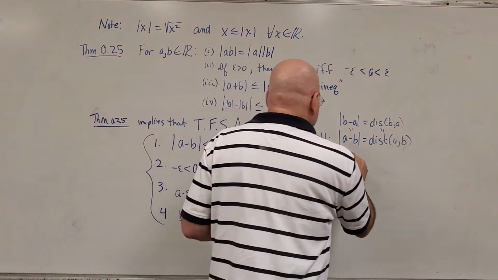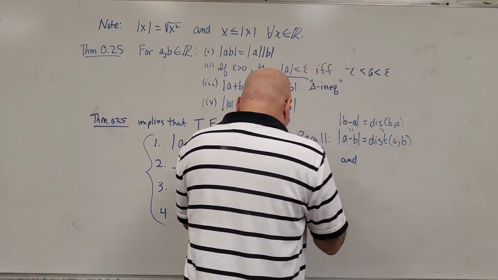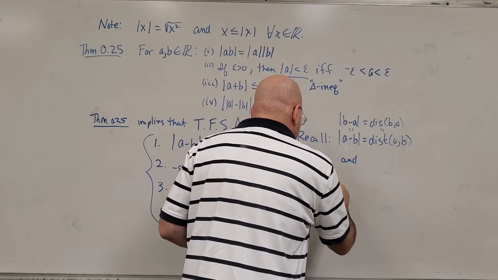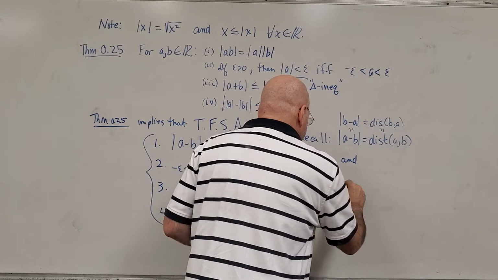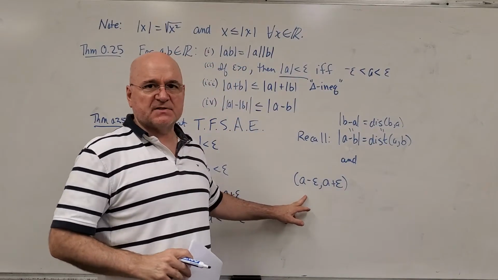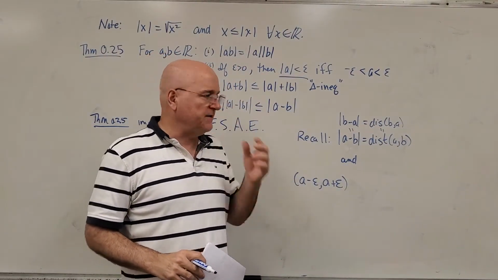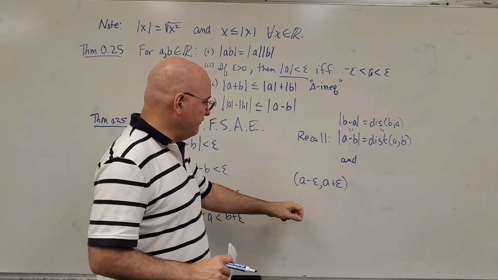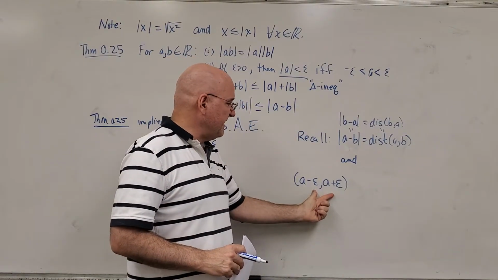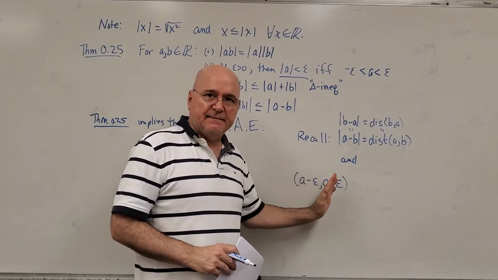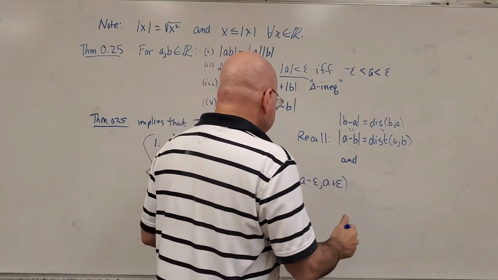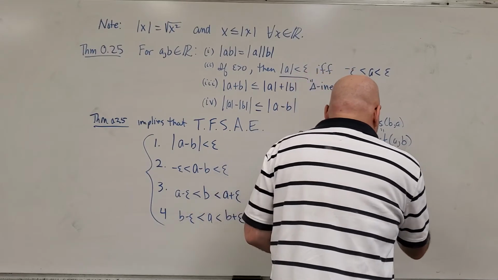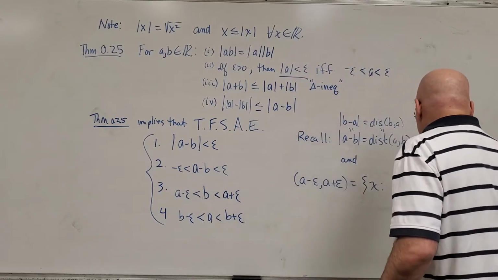And then one more. If I take the interval a minus epsilon, a plus epsilon, that's frequently called an epsilon neighborhood around A. The interval, all of the numbers between a minus epsilon up to a plus epsilon, is equal to the set of all x such that x is between those.